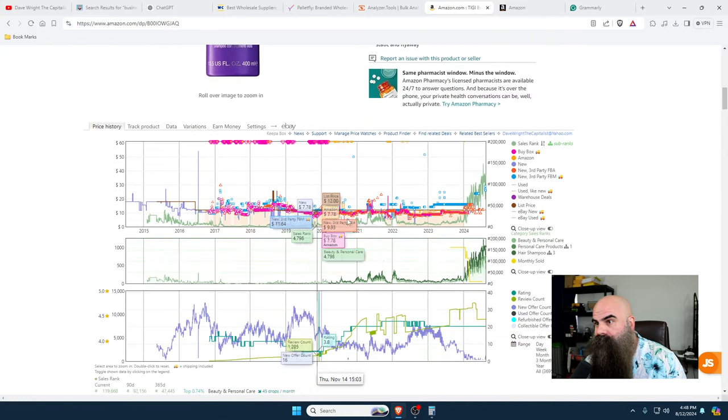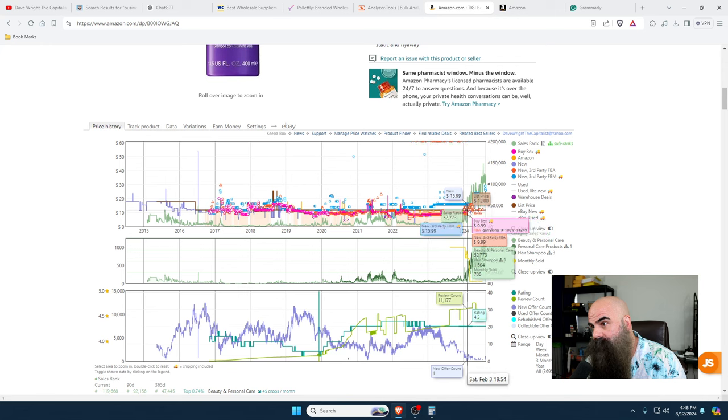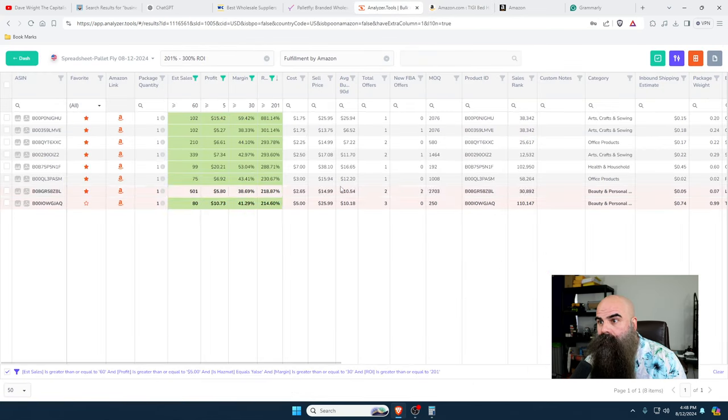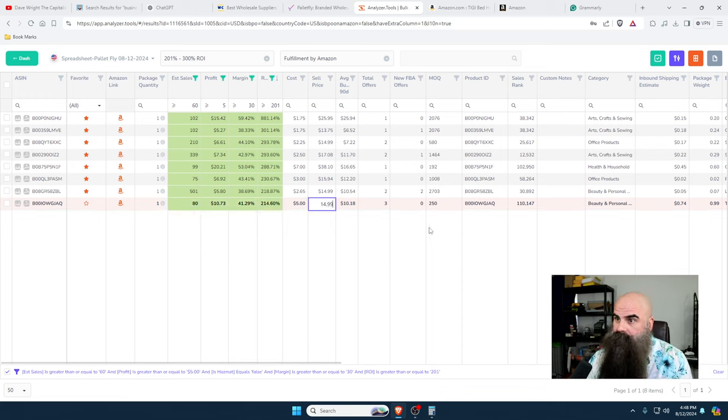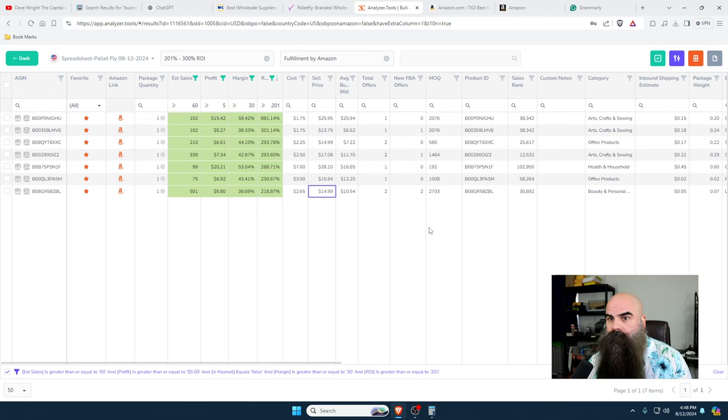Go back to the price history here. So Amazon had it at 12, and they have been out since February. They've jumped back and forth a little bit. So typically this is $15.98, and that's even lower than that at $10.18. I personally wouldn't get into this. It's $14.99. I'm going to put it there. It'll go to the next spreadsheet.